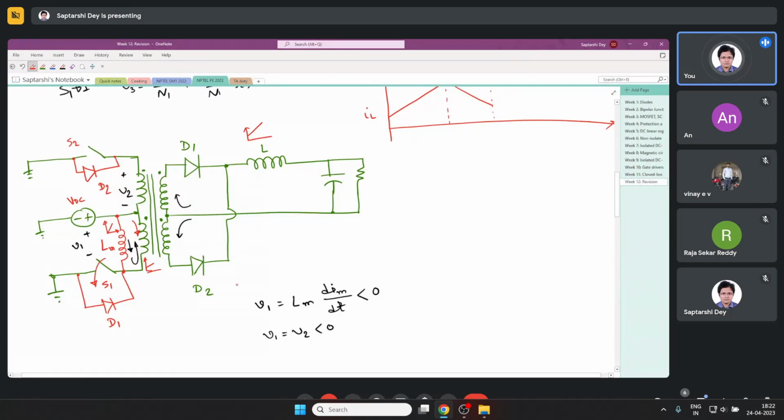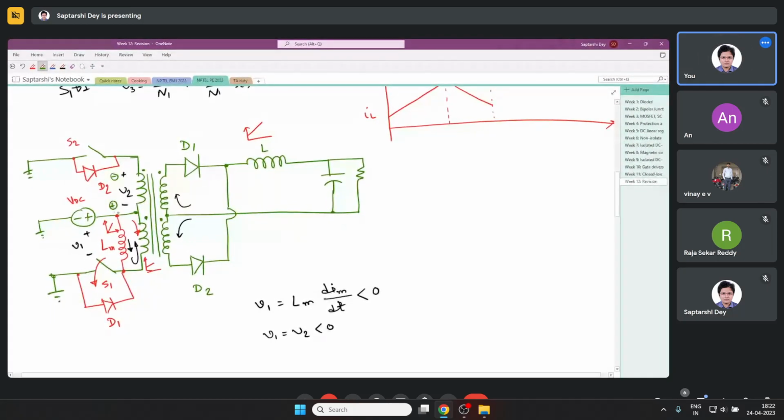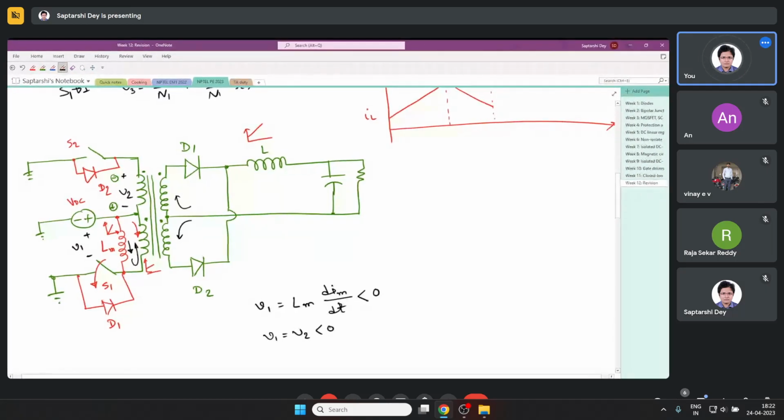So what is happening when I'm opening the switch S1, then V2 becomes negative because of this dropping current. Now V2 becomes negative means, you see the actual polarity. With this polarity of V2, it is negative. That means the actual polarity is like this. So this can make the current flow like this.